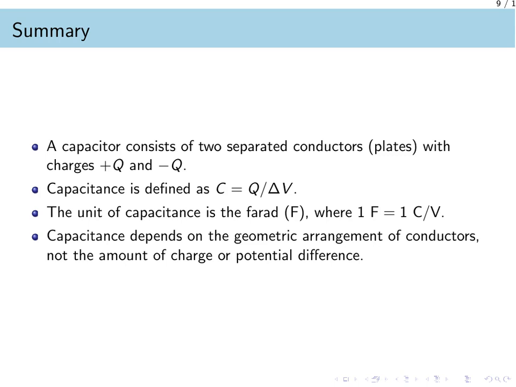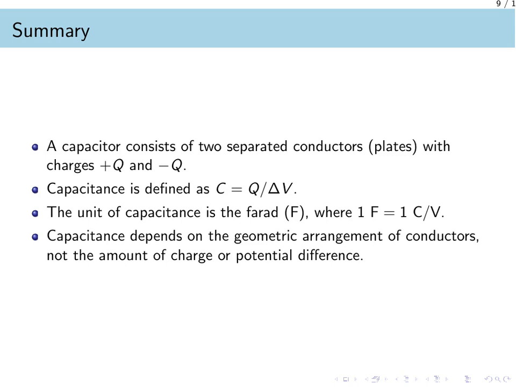To summarize our key points, a capacitor is formed by two separated conductors or plates that hold equal and opposite charges, positive Q and negative Q. We define capacitance as the ratio of charge to potential difference, or C equals Q over V. The unit of measurement is the farad, representing 1 coulomb per volt. Most importantly, we have seen that capacitance is a geometric property. While it tells us how much charge can be stored per volt, the value of C itself is determined by the physical arrangement, size, and spacing of the conductors, not by the specific voltage or charge applied to them at any given moment.